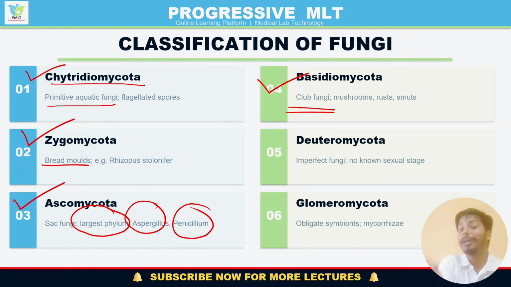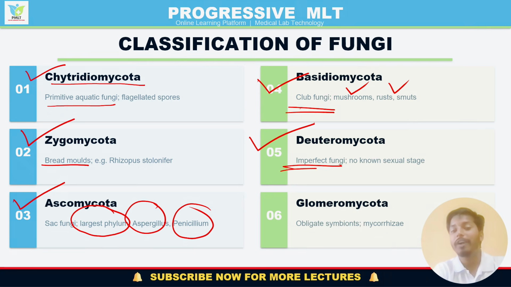We will find out about it later. They form club-like fungi. Examples are mushroom, rust. Okay. After that, Deuteromycota is imperfect fungi, because we have no idea about the sexual stage. Because their sexual stage is not yet known, we call them imperfect fungi.